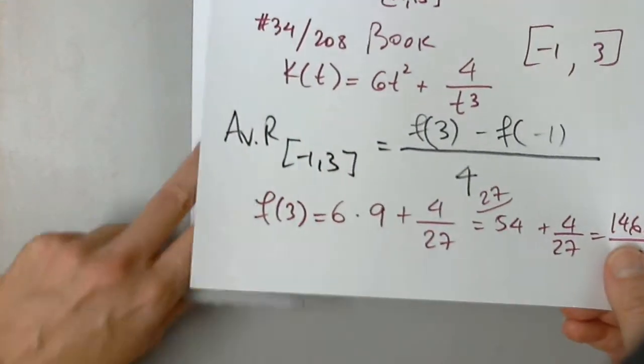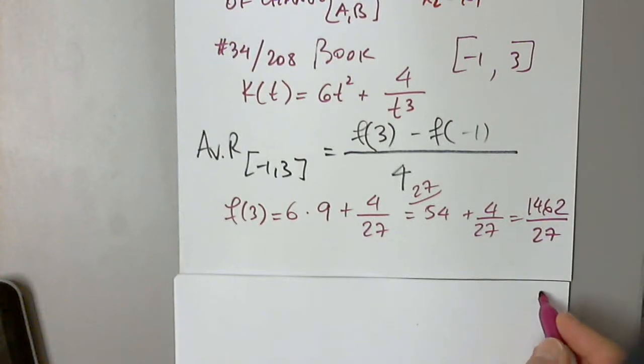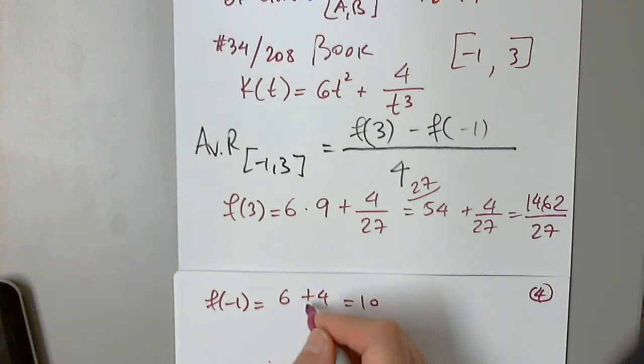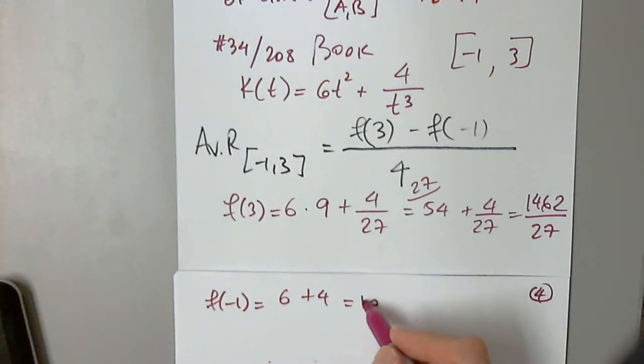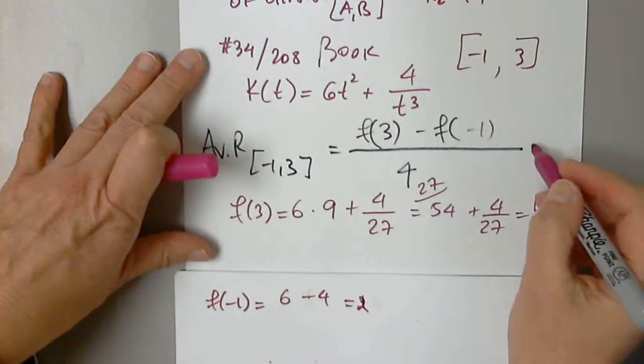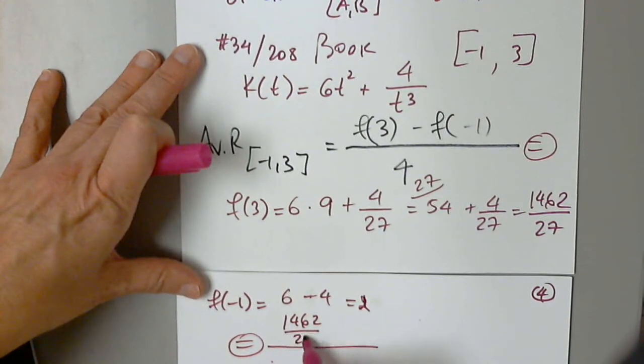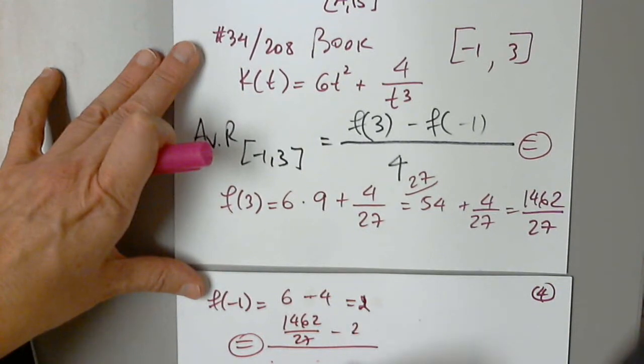Now we have to determine f of -1. Right? So f of -1 is 6 plus 4, which is 10. It's minus, yes, you're right, because it's to the third power. So it is indeed 2. I'm going to delete that. It's t cubed, yes. Good. So now let's determine the average rate. So from here, I'm going to jump here and write 1462 over 27 minus 2 divided by 4.